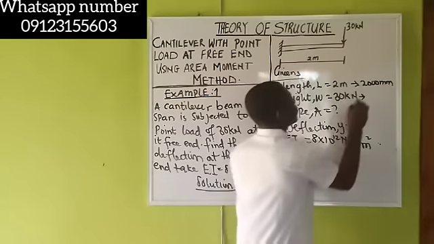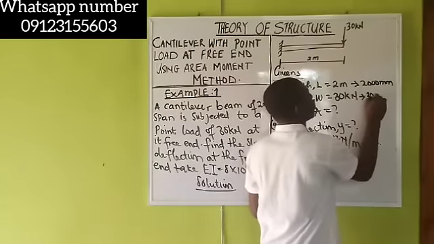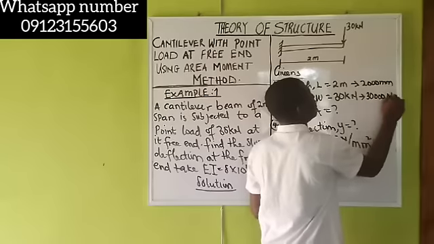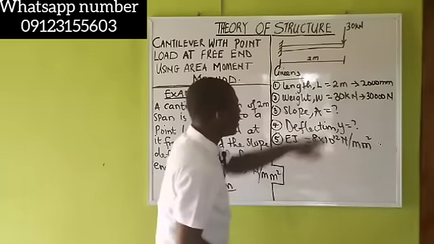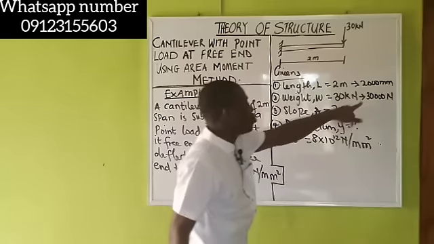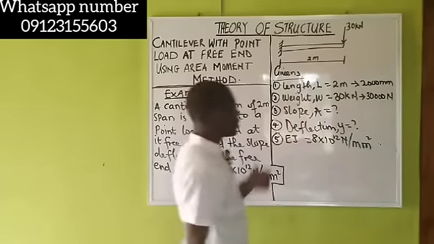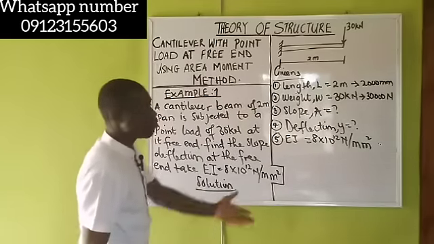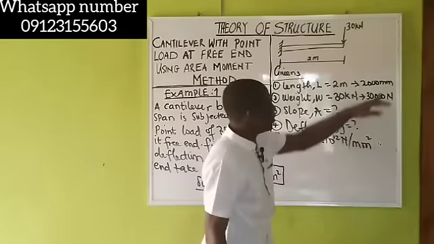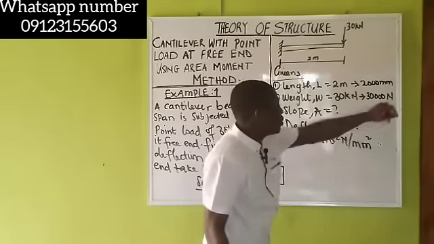That becomes 30,000 Newton. I've simply converted 30 kilonewton to Newton. Alright, I'm done. They are all now uniform. Millimeter, it's okay. Newton, it's okay.